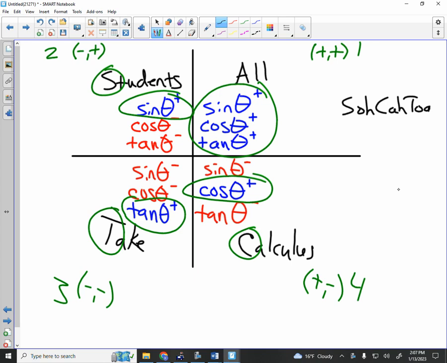That's an acronym that people have used over the years, but use it if you want it. Is it true? All students take calculus? No. So I feel like I'm lying every time I say it.